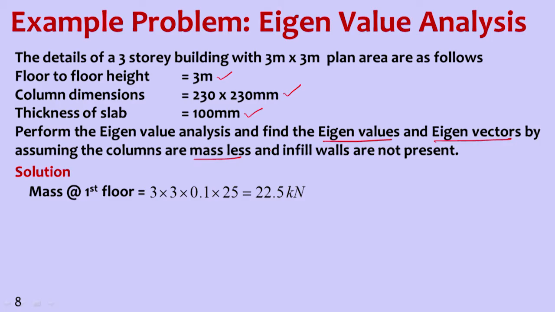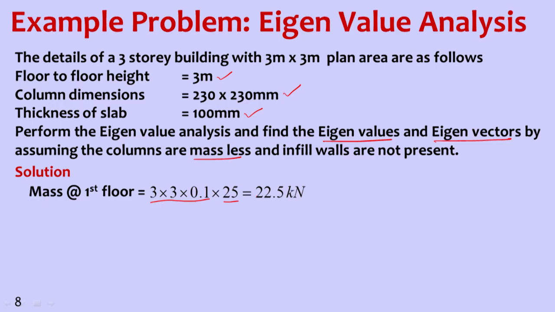Now, let us solve it. First, let us find out mass. So, mass at first floor. That is 3 meter by 3 meter is given, and multiply by 0.1. So, this will give volume of mass, and then this is weight density.